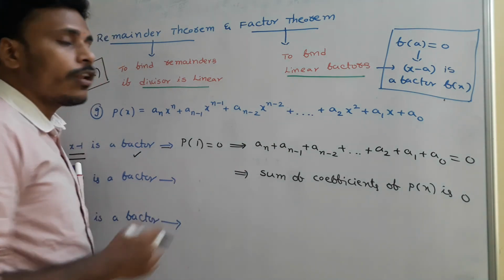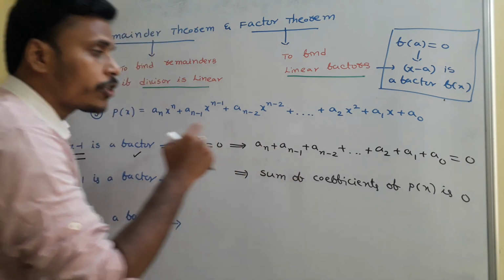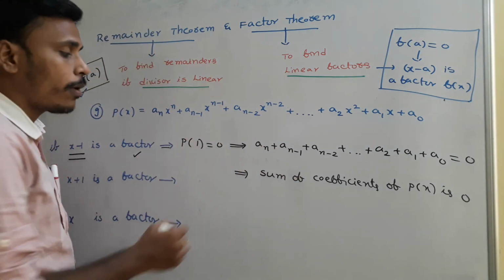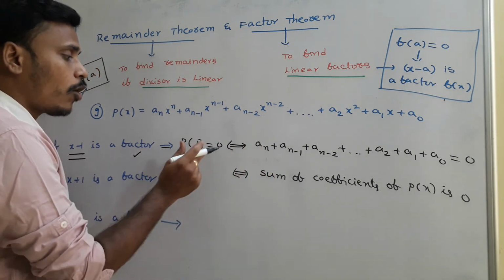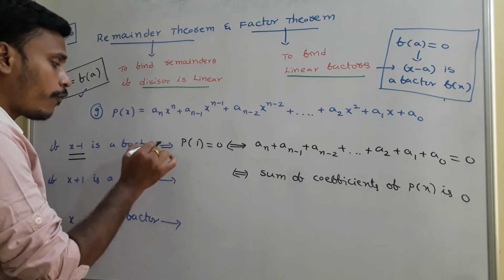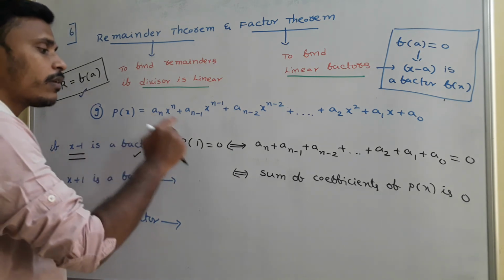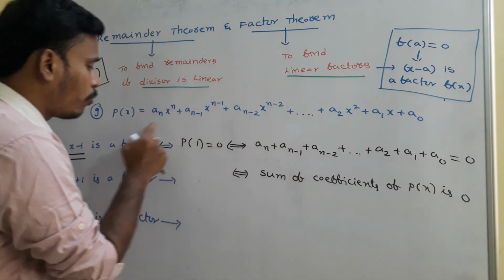So this is an if and only if condition. If x minus 1 is a factor, the sum of coefficients of the polynomial is 0. If the sum of coefficients of the polynomial is 0, then this will happen. From there, p of 1 is equal to 0. If p of 1 is equal to 0, x minus 1 is a factor. If it happens, we need to move in this way. If the sum of coefficients is 0, we need to move in such a way.